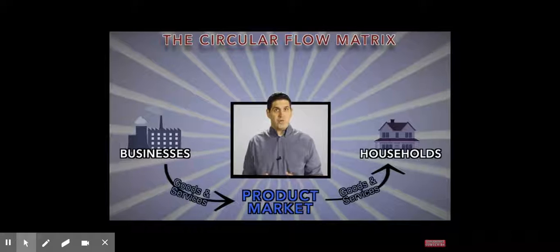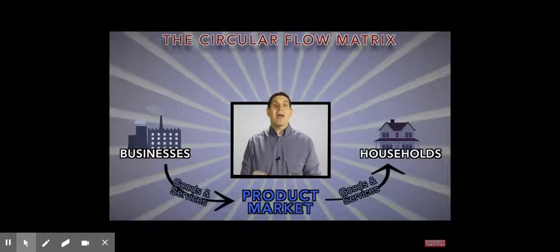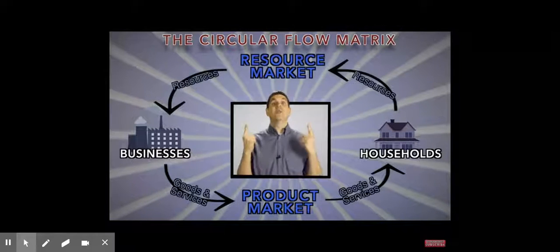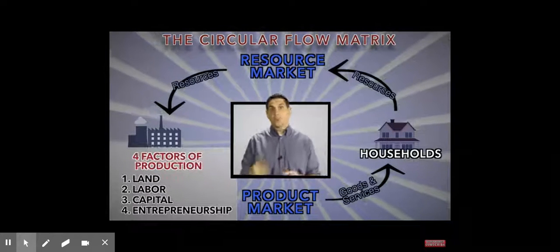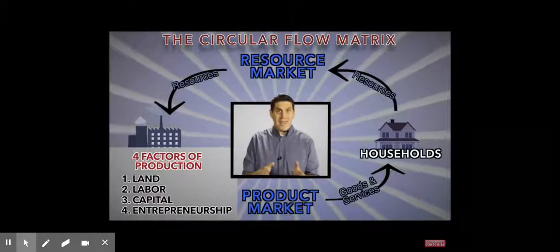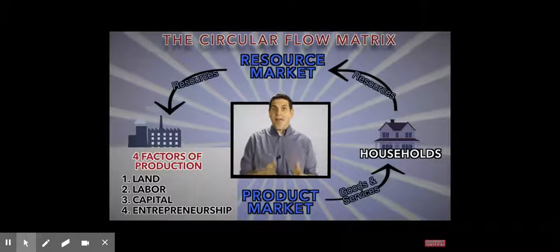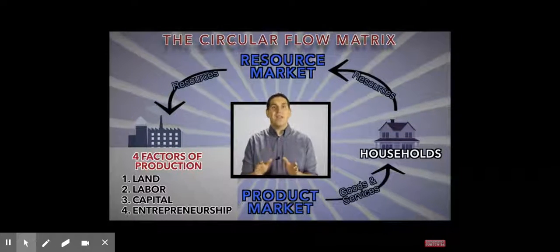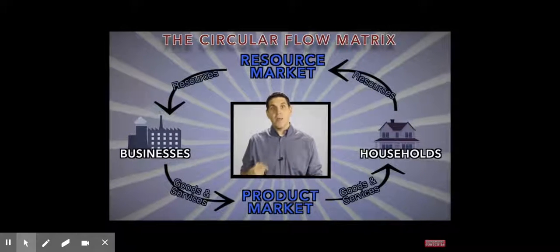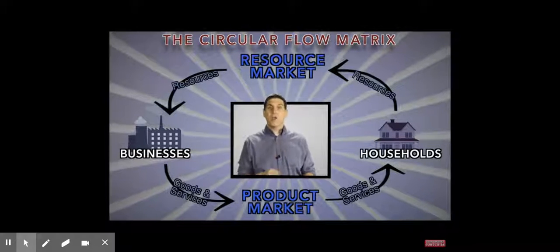But to make those goods and services, businesses need resources like workers and machines. In the free market, households own the resources and they're sold to the businesses in the resource market. Economists point out that there's 4 categories of resources or 4 factors of production. The first one is land, which is any natural resource or anything that comes from Mother Nature. Then there's labor, then capital, which is tools and machines. And finally, someone to bring it all together, the entrepreneur. That's why it's called the circular flow matrix. Those resources are being used by the business to produce the products that people turn around and go buy.